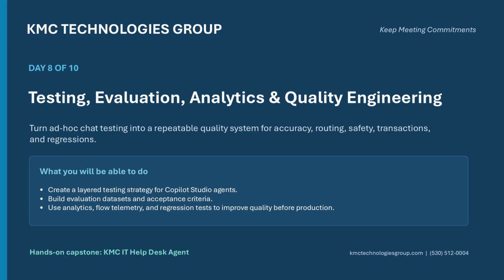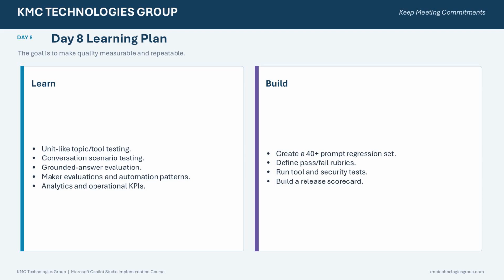Our agent can now answer questions, route requests, create tickets, retrieve status, apply security controls, and escalate when necessary. But production readiness requires more than a few successful conversations. Today we turn informal testing into a repeatable quality engineering process where accuracy, routing, transactions, security, resilience, and user experience can all be measured. Today we'll learn several layers of quality assurance.